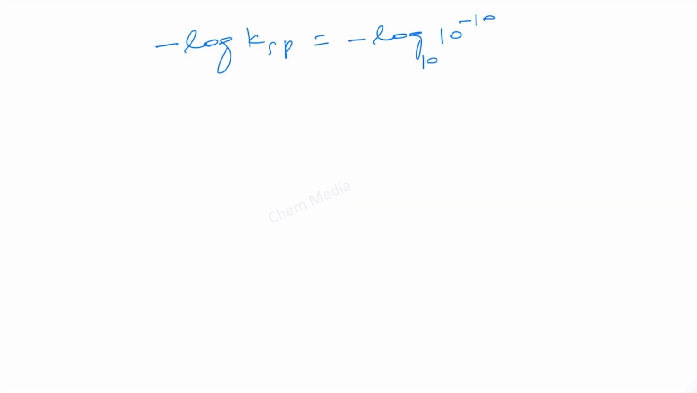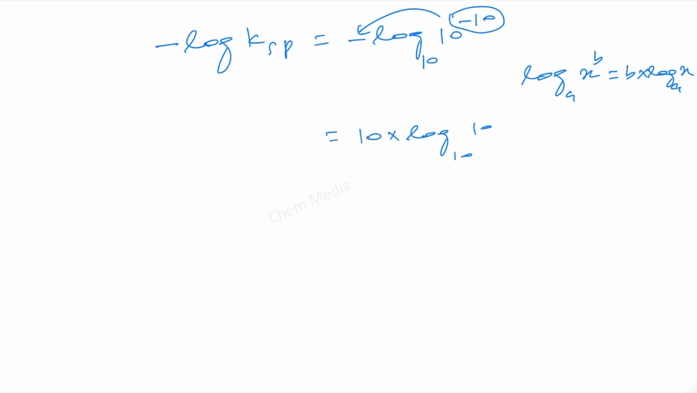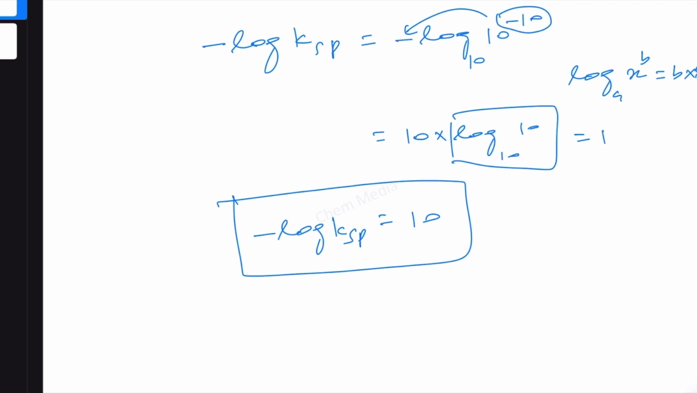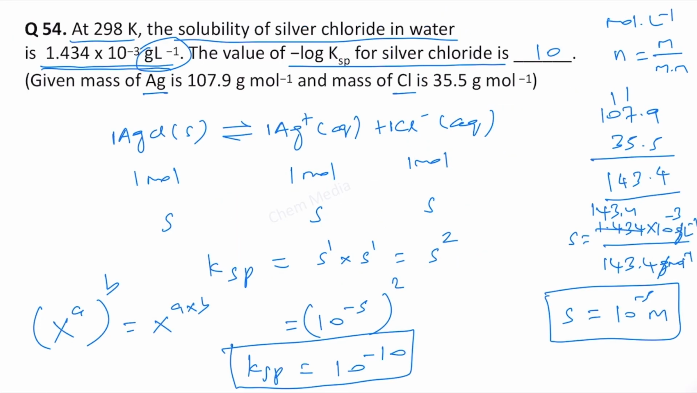Using the logarithmic properties, we can bring the minus 10 over here, because if we have log x to the power b base a, we can write it as b times log x base a. So, using that property, we can write it as 10 times log 10 base 10. We know that log 10 base 10 is equal to 1. So, therefore, this will be simply 10. Minus log Ksp will be simply 10. Therefore, 10 is the correct answer here.